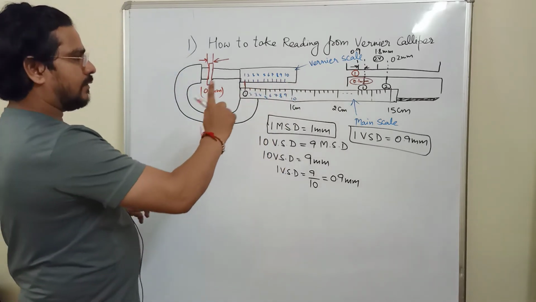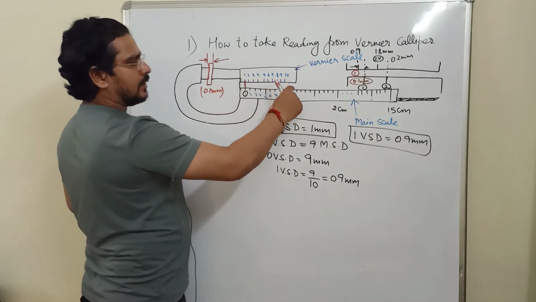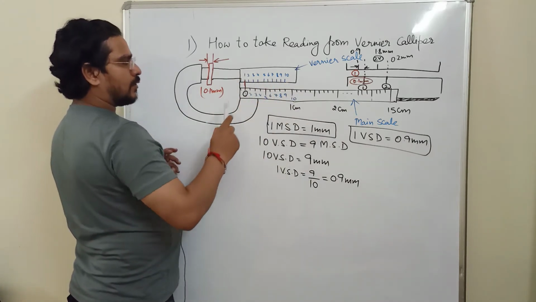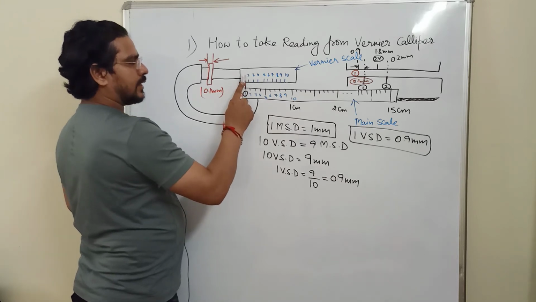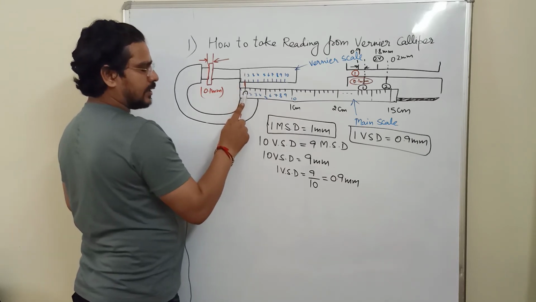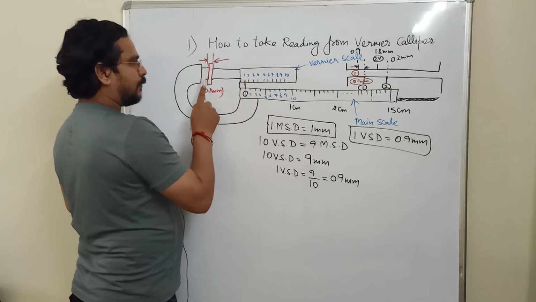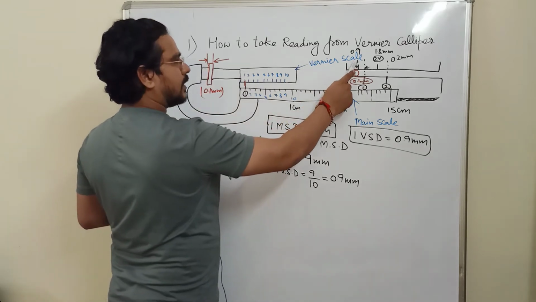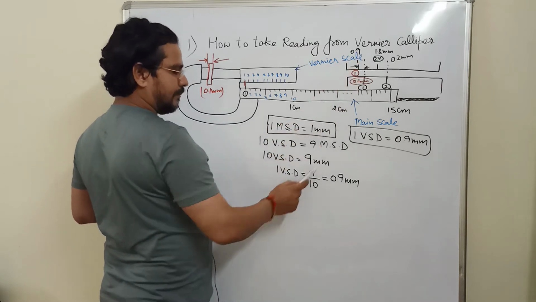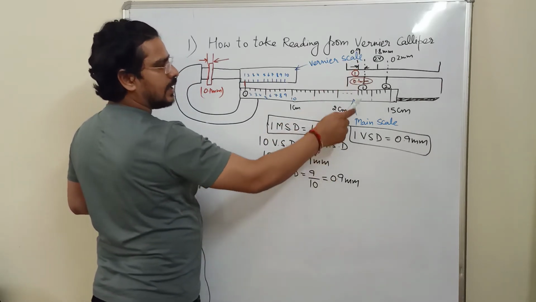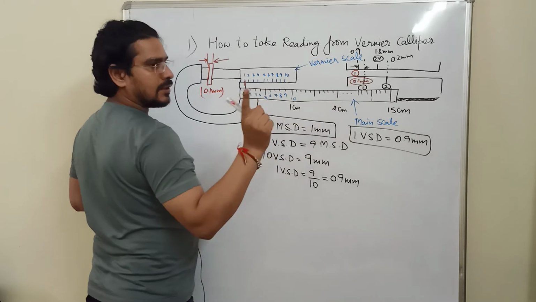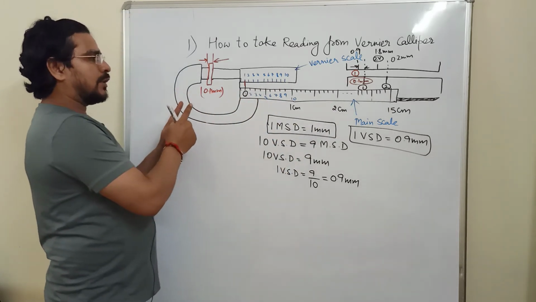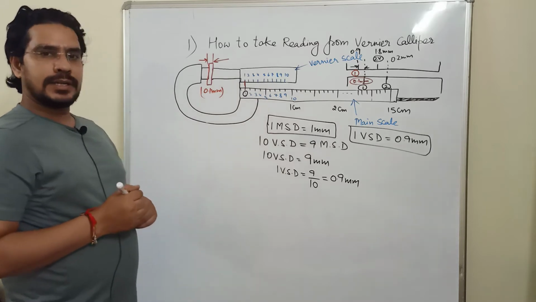No other division will coincide with the main scale reading of the vernier caliper. Only the first division of the vernier caliper will coincide with the first reading of the main scale if the opening is 0.1 mm, because the first division of the vernier caliper is at 0.9 mm, 1 VSD is 0.9, and the first division of the main scale is at 1 mm. The difference is 0.1. So this is the least length which we can measure using our vernier caliper.